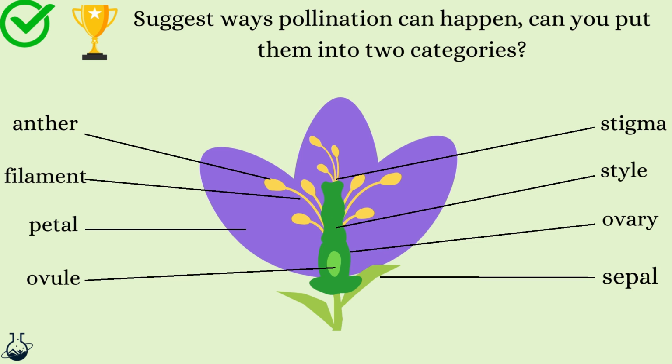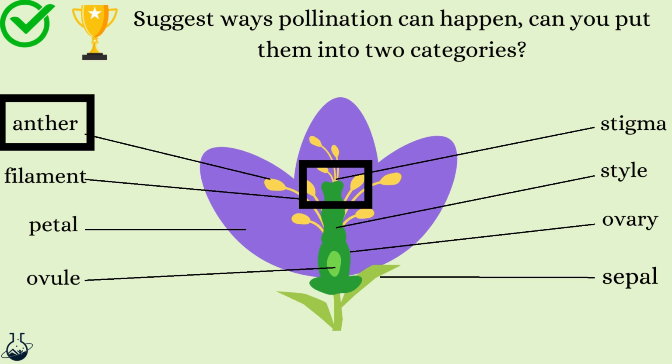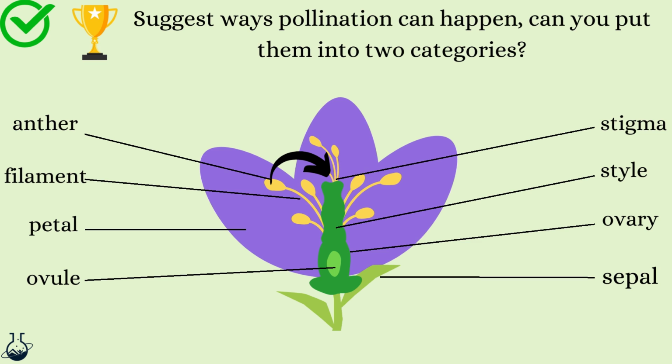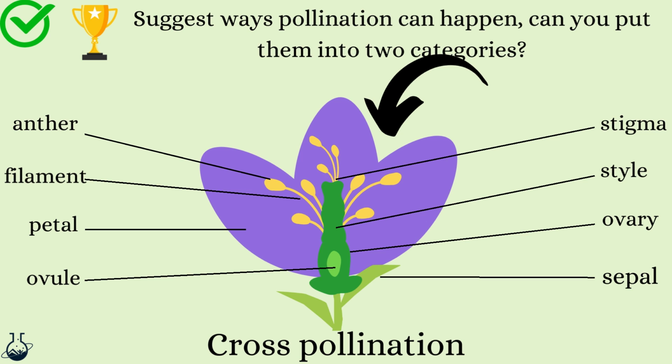Now the challenge was to suggest ways pollination can occur and if you can place them into two categories. Pollen grains from the anther need to get to the stigma so they can later get to the ovary. For this to happen, the stigma can receive pollen from its own anther, and this is known as self-pollination. Or pollen can be transferred to the stigma from another plant in a variety of methods, and this is known as cross-pollination.